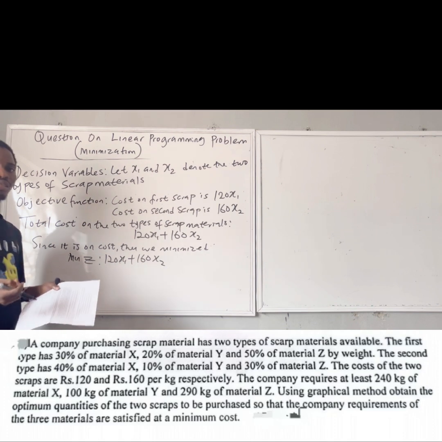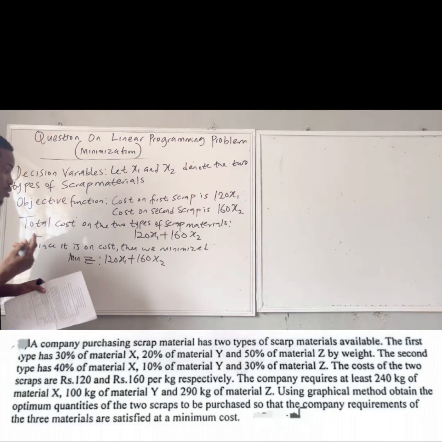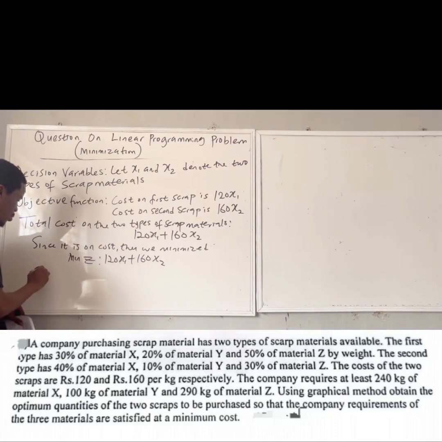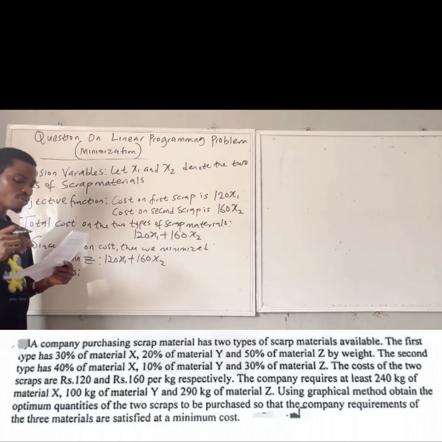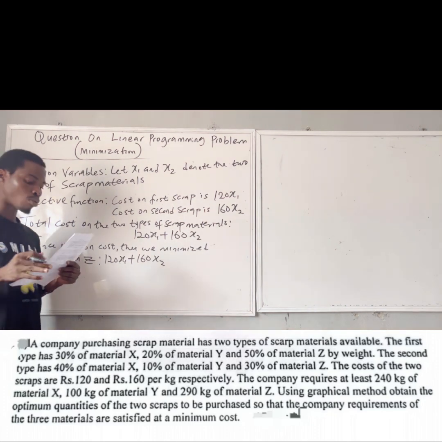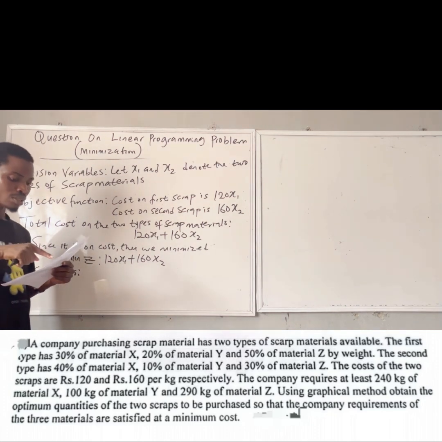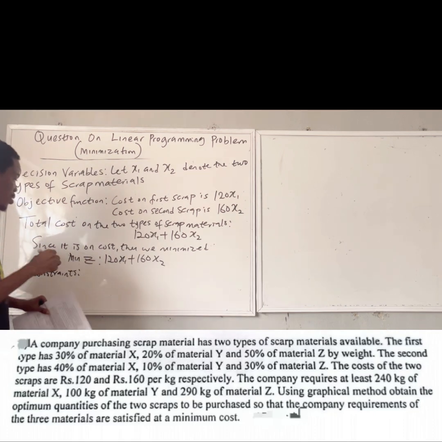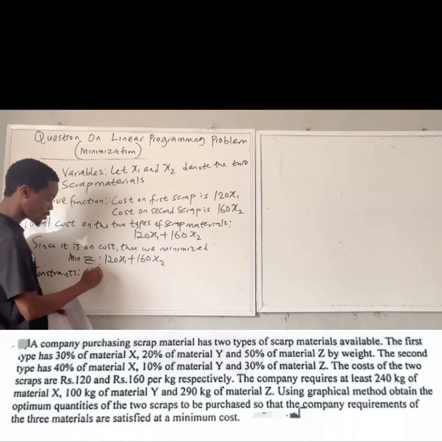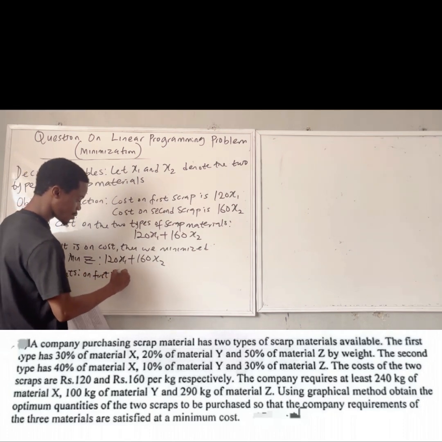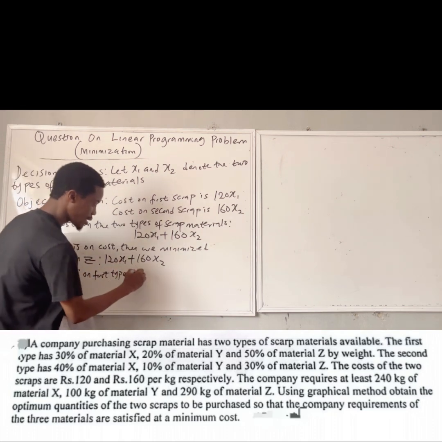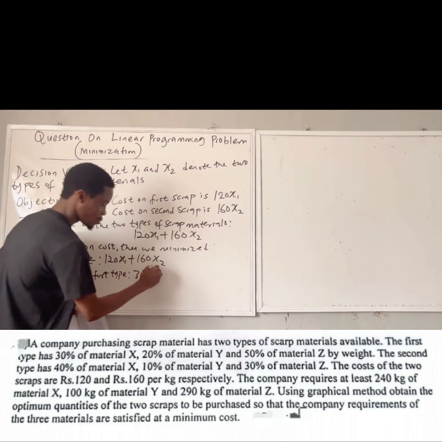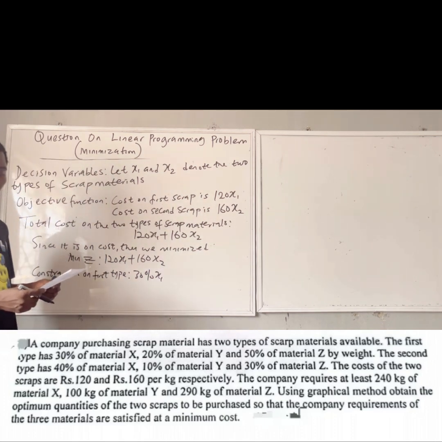Then next is to formulate the constraints. If you look at the constraints, we have on x, we have on y, we have on z. So on x we have the first type has 30% of material x, that is the constraint on the first type: 30% on x1.